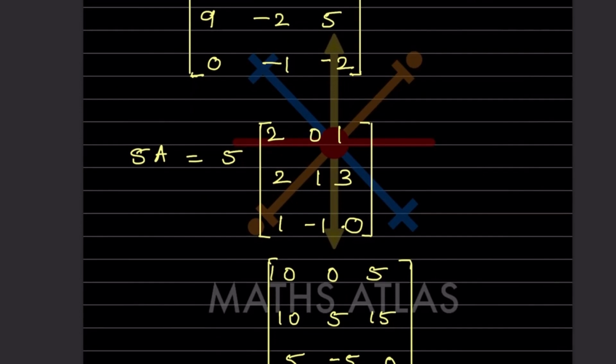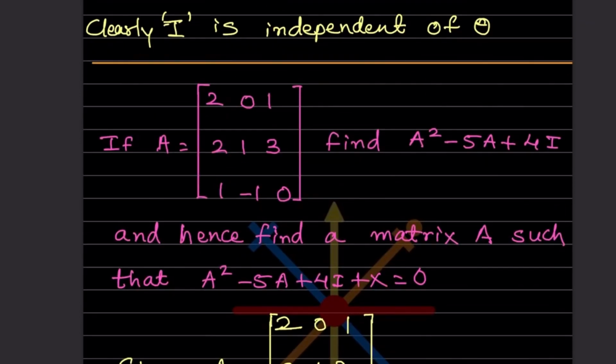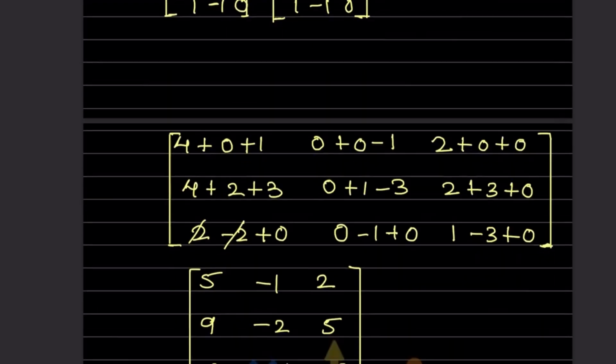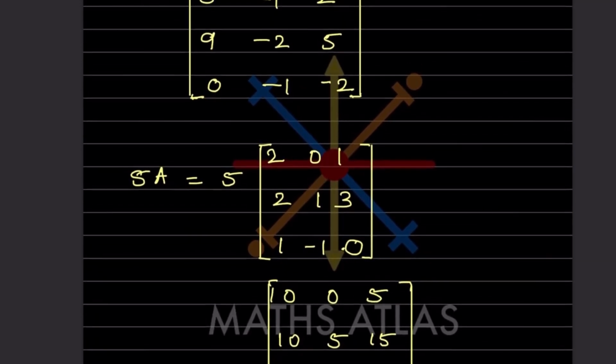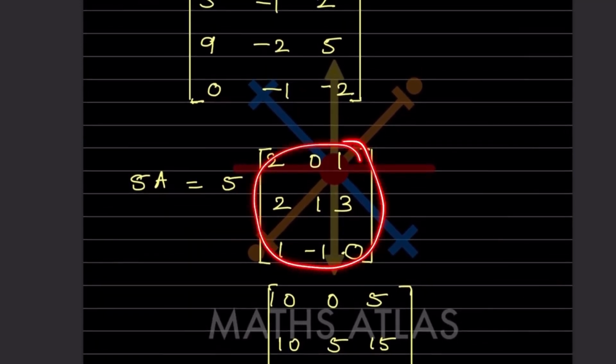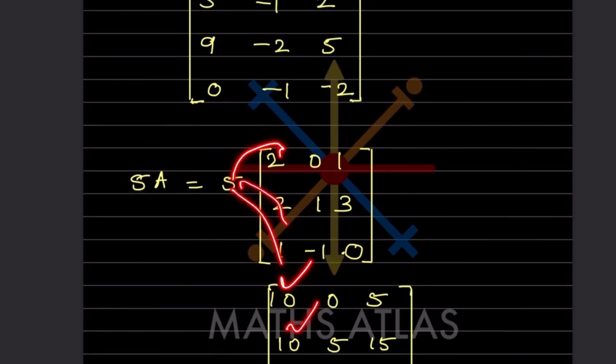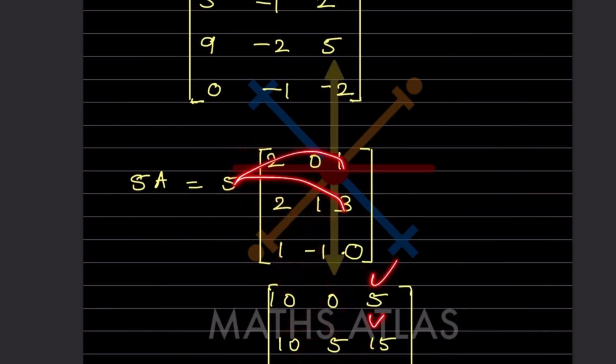Now let us see for 5A, because we have A² − 5A + 4I. So now for 5A, we are going to take 5, and this is the A matrix given. So here 5 2s are 10, 5 2s are 10, 5 1s are 5, 5 0s are 0, 5 1s are 5, 5 minus 5, 5, 15, and this is 0.